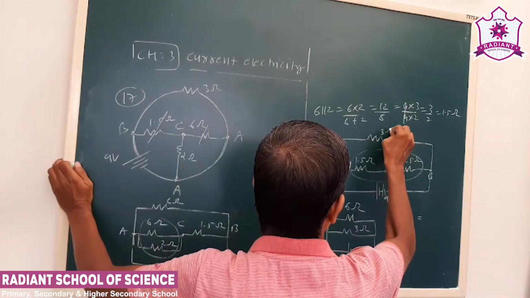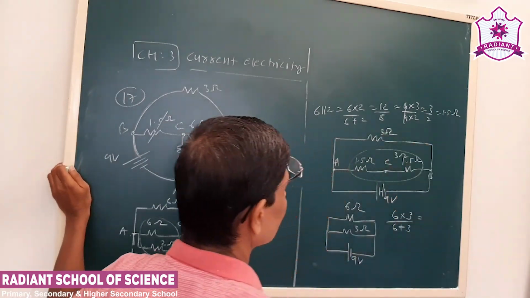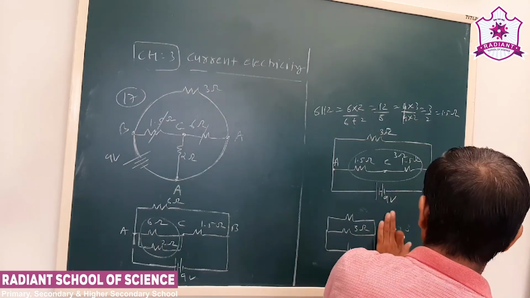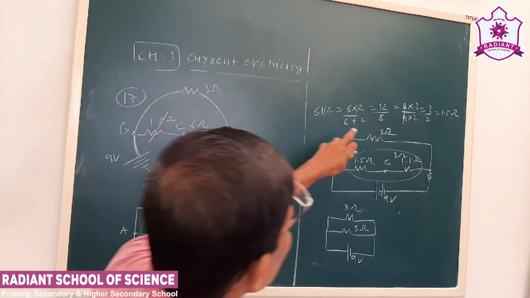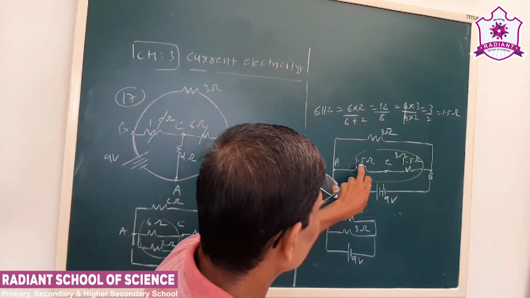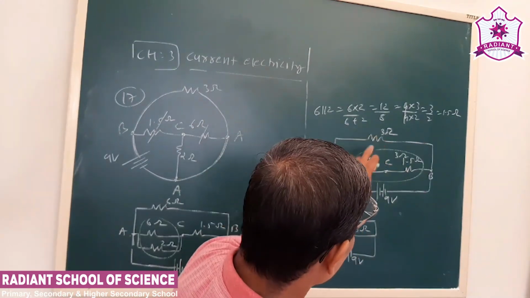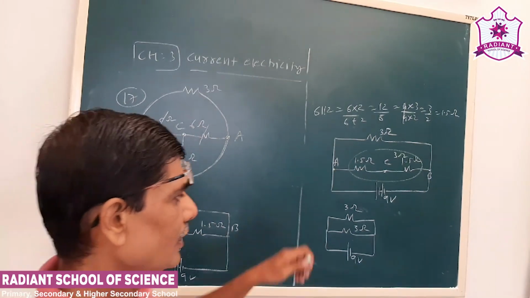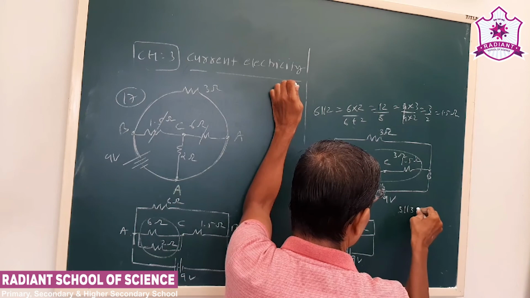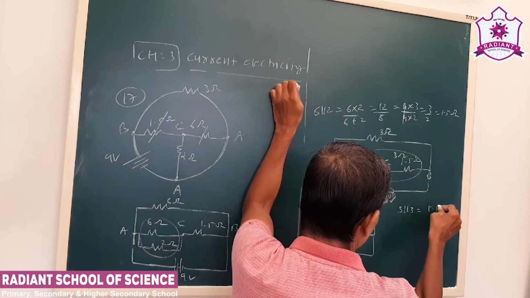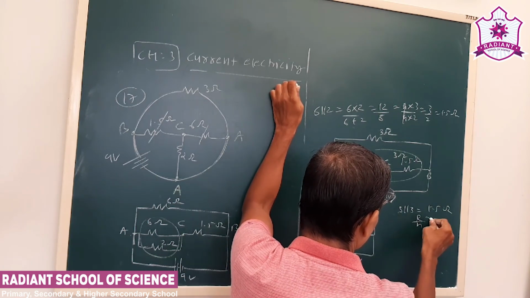Sorry, there is some mistake here. This is 3 ohm, so we should write this 3 also. So finally 1.5 plus 1.5 is 3, in parallel with this 3. Now see, for parallel equal resistance, 3 parallel 3 will be equal to 1.5 ohm. You can use R by N.